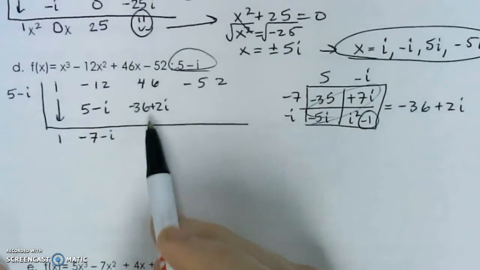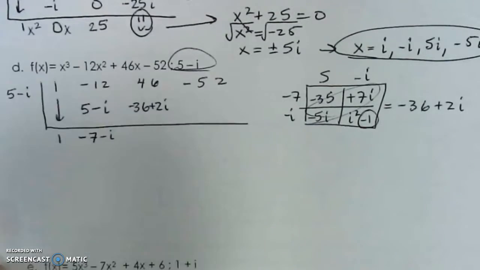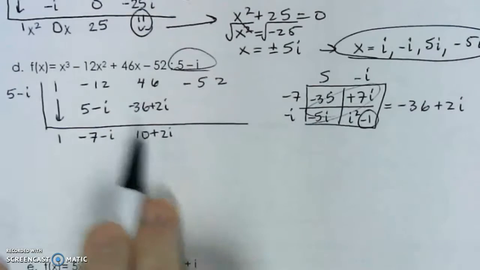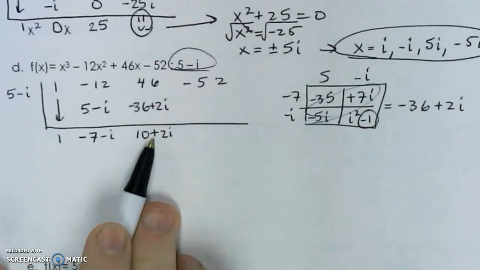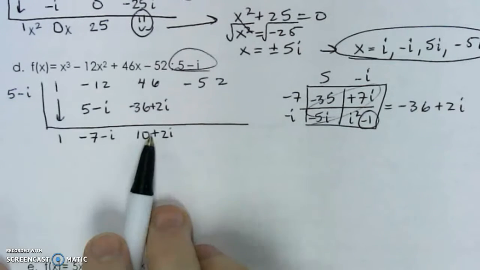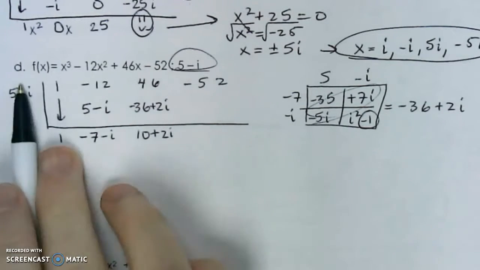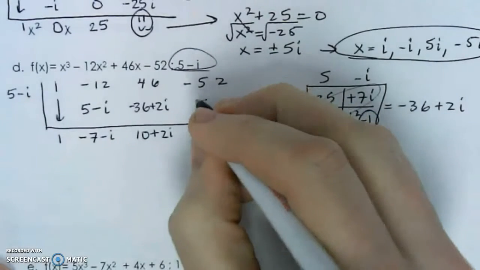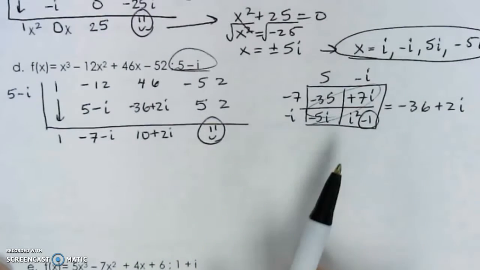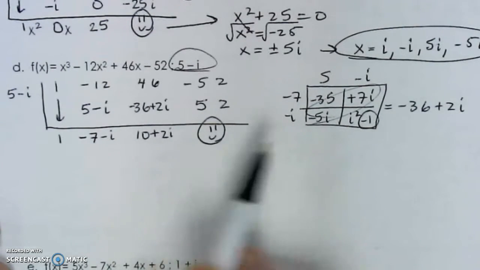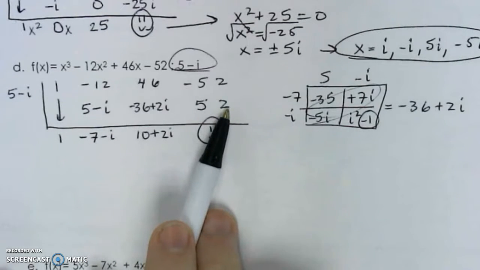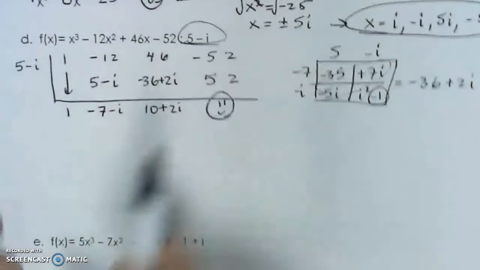So when we add this column, we've got 46 minus 36, which is 10, and then we've got the plus 2i. Then we multiply these together, and I'm going to be lazy. I could multiply them again, but I already know that this is going to give me remainder 0. So when I multiply these, I know I'm going to get 52. I'm just being lazy, knowing that it's going to be remainder 0. But if you're unsure of yourself, you really should multiply them together and make sure that you get 52 and make sure that you've done it right up to that point.